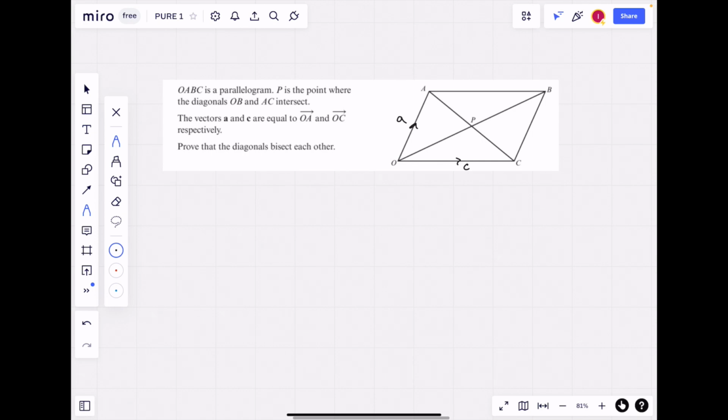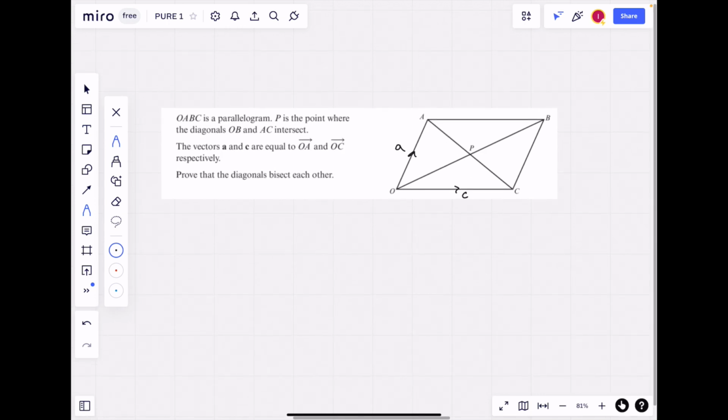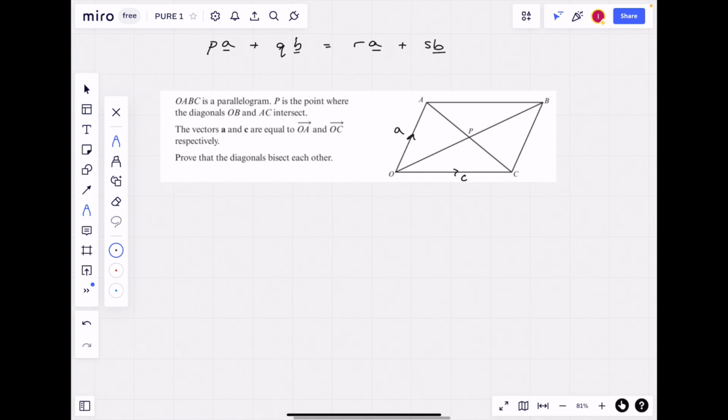Okay. Before I do this, I want to give you a little piece of information which will come in handy later. That piece of information is PA plus QB equals RA plus SB. Sounds like a bunch of gibberish right now, but we'll get there. Don't worry. Let's try the question, and then I'm going to relate that back into the question.